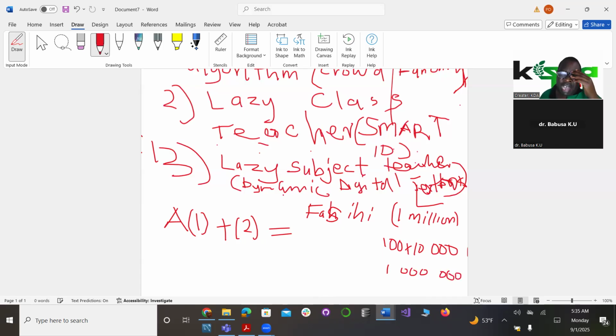Now, if we charge these students for your class for 1 hour, just 50 shillings per hour, that's very cheap. But we don't even want to charge 50 shillings per hour. Let us charge 20 shillings per hour. How much will that money be? That money will be 20 shillings by 1 million students. That will be 20 million.